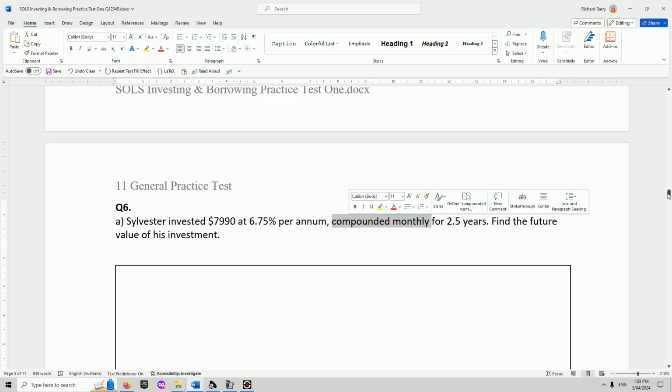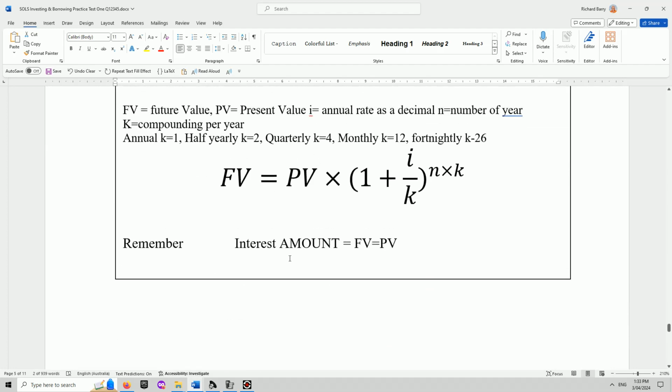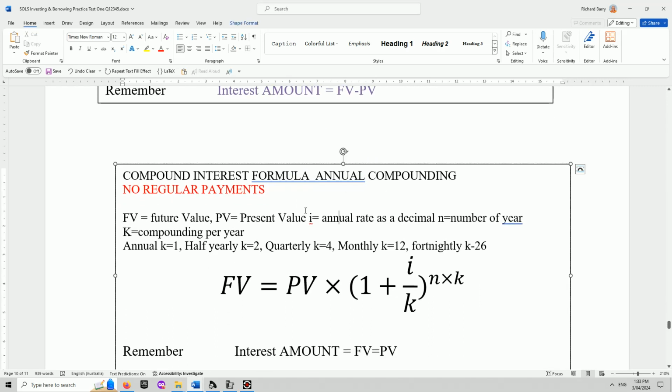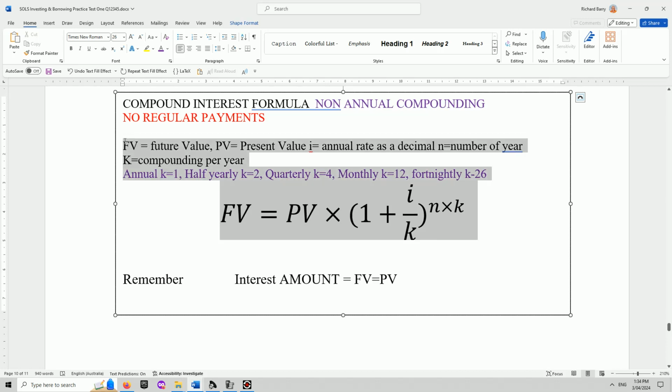Thinking, compounded monthly, what does that mean? Okay, so we're going to use the calculator for the second time, but first up, is there a formula that worked for us? Compounding. Let me just change my formula sheet. Here we have, down here, quarterly, monthly, fortnightly. So we're looking at this formula. Do I need to copy all of this? Why not?